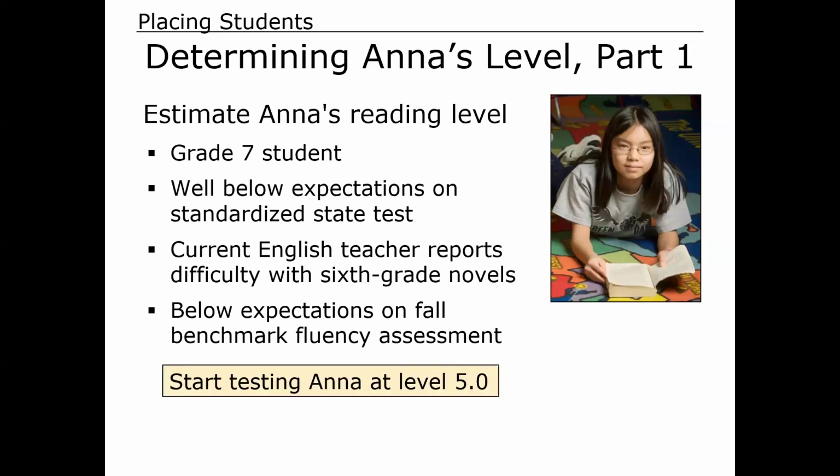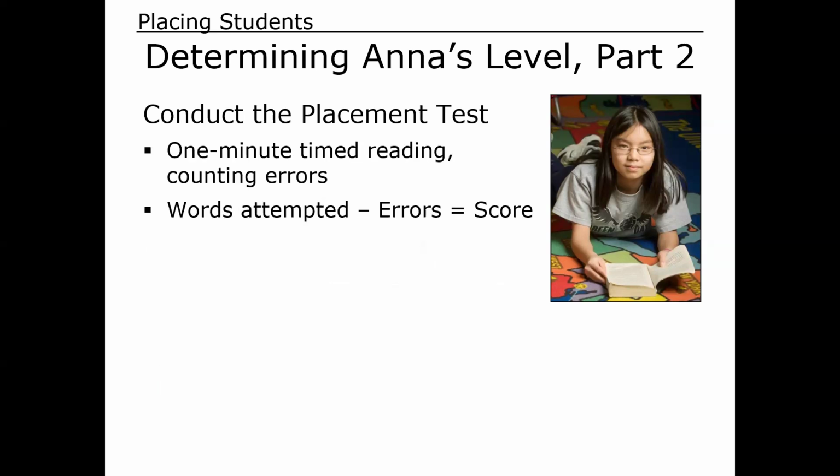I might do 5.0. If in your head you thought of a level that's slightly different than that, that's okay. You're still going to get to the right spot. All right. So don't waste a lot of time on estimating. It's an estimate. Give it your best guess. It's only a 1-minute timing on each passage. So select that story and go ahead and conduct that placement test. See how many words she attempted, subtract her errors, get that words correct per minute score.